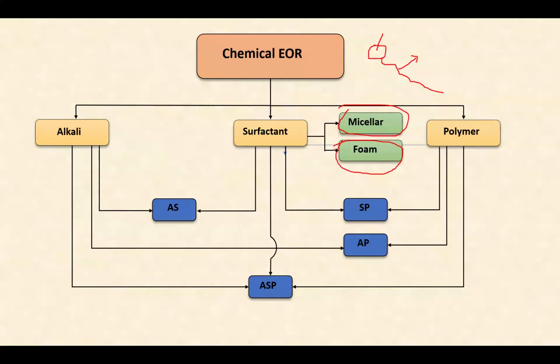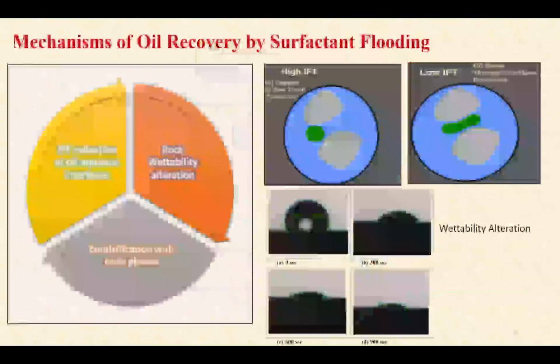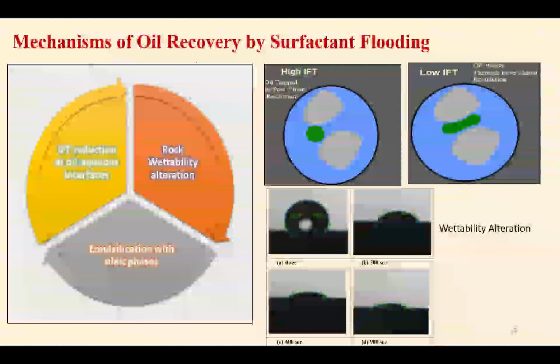And out of these different chemicals, as I mentioned, they can be combined in different modes. For example, AS is the alkali surfactant, SP is the surfactant polymer, AP is the alkali polymer, and the most commonly used is ASP, the alkali surfactant polymer, where all the mechanisms of chemical EOR, that is mobility improvement, IFT reduction, wettability alteration, and emulsification, are covered. So here, the mechanisms of surfactant flooding are shown.